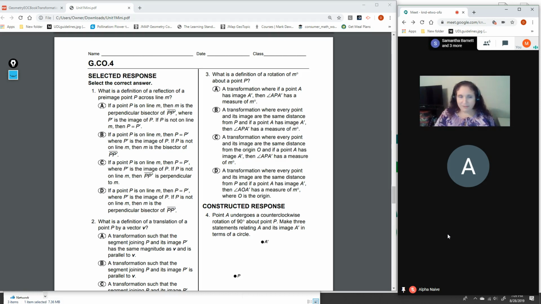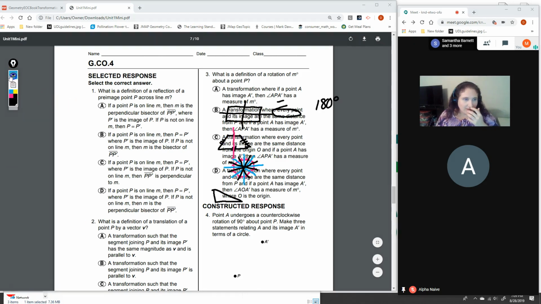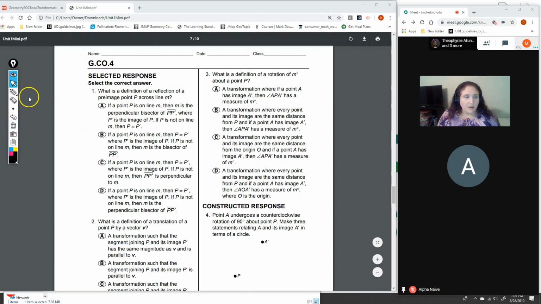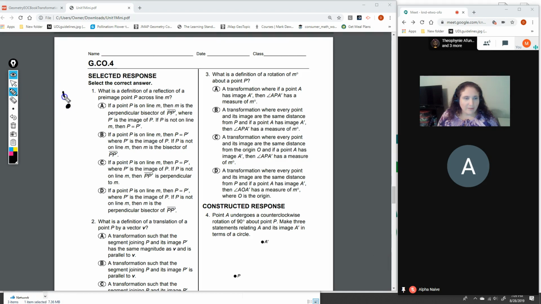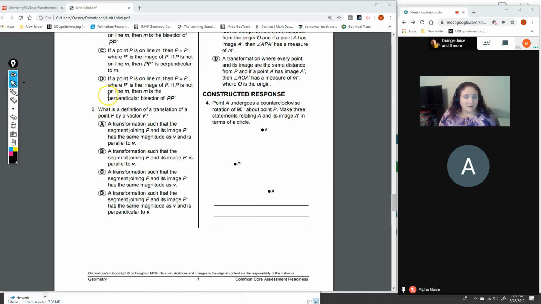Okay, so what is the definition of a reflection of a preimage point across line M? Okay, so here's our, let's just draw it. We know we have a point P and we know we have a line M. So if a point P is on line M, if it's on it, then M is the perpendicular bisector of PP prime. All right, I really don't want to spend a whole time talking about this, but that's actually not true. We're going to skip it because that's not going to be on your test. Will you need to know it? Yes, but not for Friday.